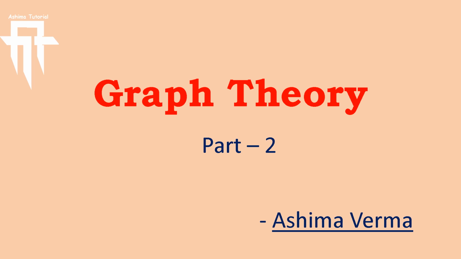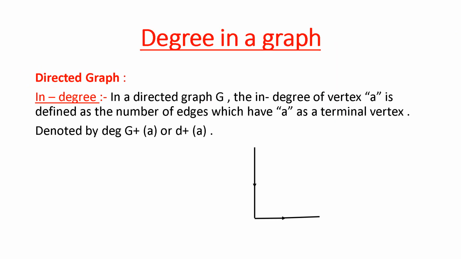Today I am here to talk to you about graph theory. Let me begin with degree in graph. As we know, graph is mainly categorized in two ways, directed graph and undirected graph. First let's start with directed graph. In directed graph, two terms we know about: in degree and out degree.